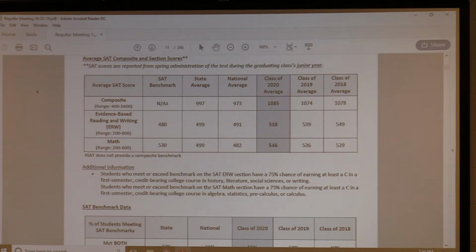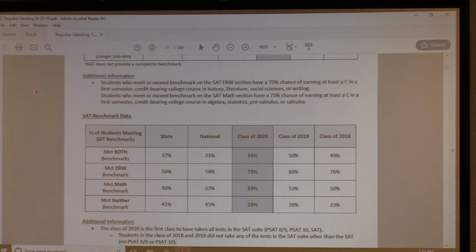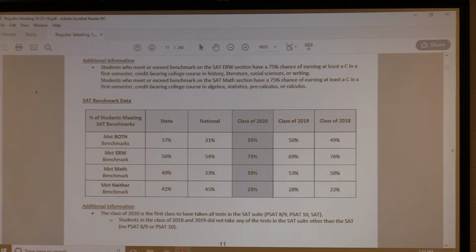When you look at the bottom there, the way that SAT reports its data is to report not only on average scores for the composites and for the subject tests, but also to look at what percentage of our student population met benchmarks, met either the math benchmark or the reading benchmark, or met both of those. And then they also publish the number of students who met neither one of those benchmarks.